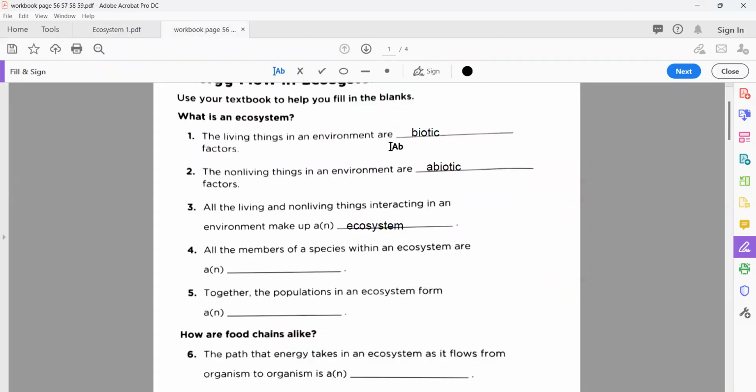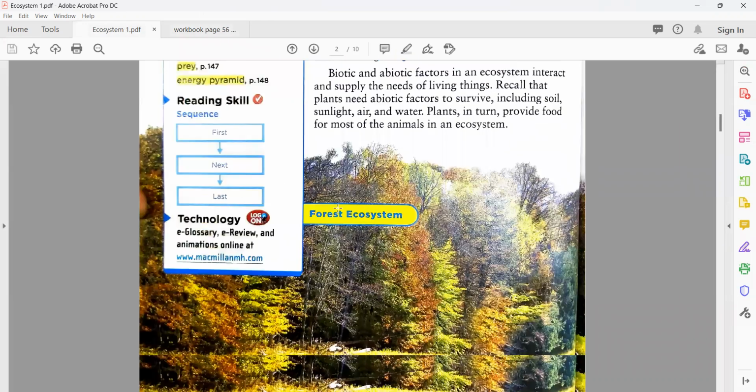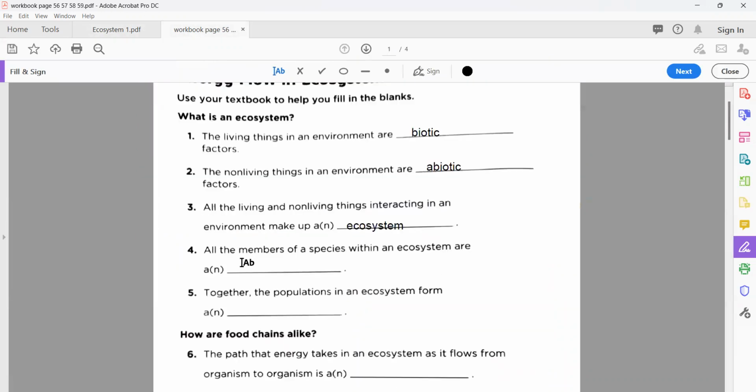Now let's move to number 4. All the members of a species within an ecosystem are. Okay, now here, members of a species. You know this one when we discuss the same members. So a population includes all members of a single species. So here the correct word is population.